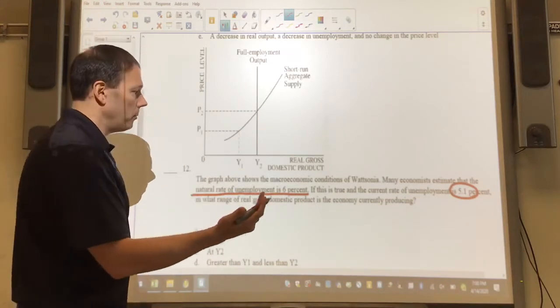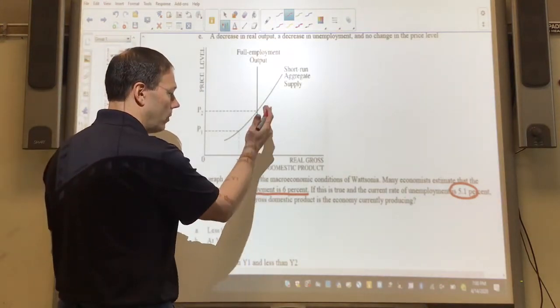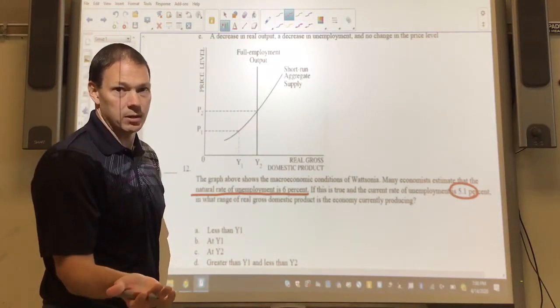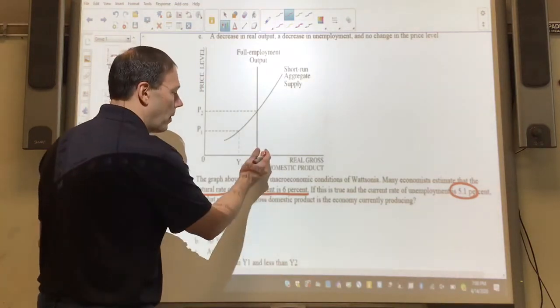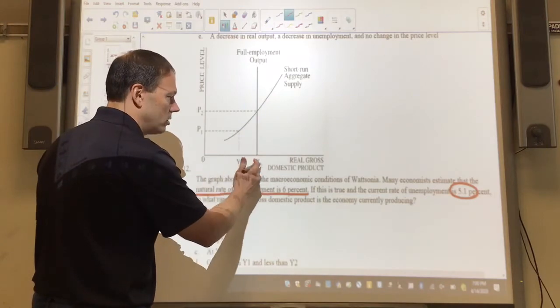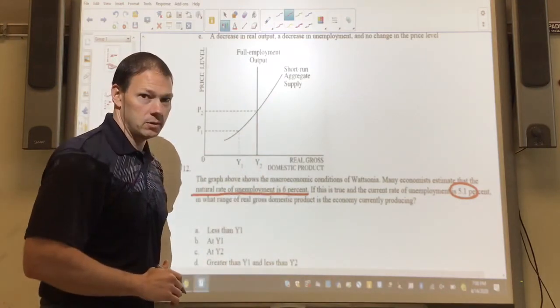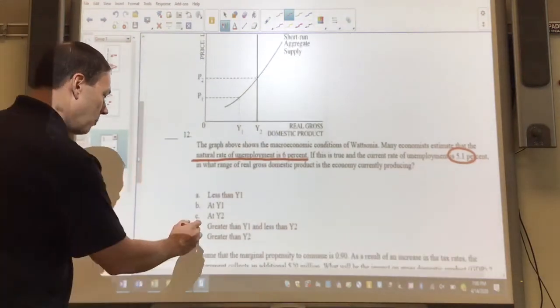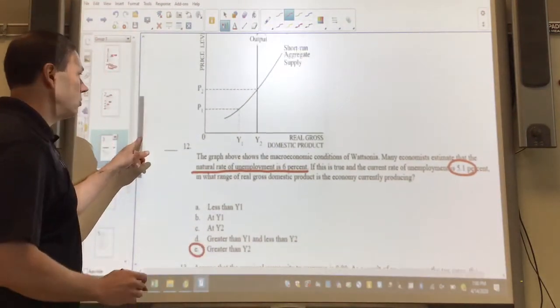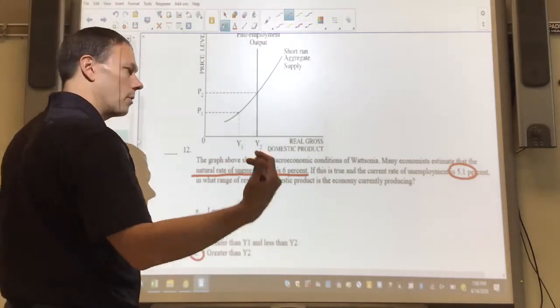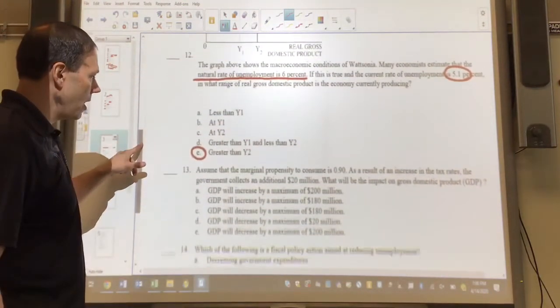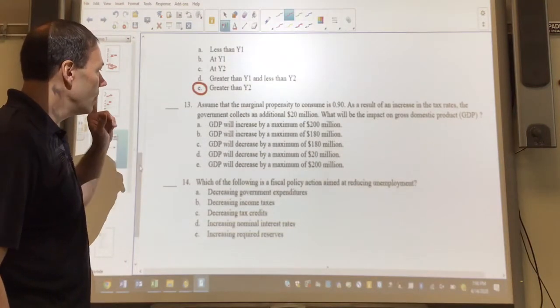If more people are working, do you think we are at Y2? Well, of course we're not, because that would be 6% unemployment. That's full employment. But the question is, are we going to be to the left of Y2 or to the right of Y2? That's right. Very good. We're at the right of Y2. And so letter E, greater than Y2, because essentially we're in expansion. If unemployment is less than it would normally be, we're in expansion, so we're beyond that full employment output. So number 12 is E.